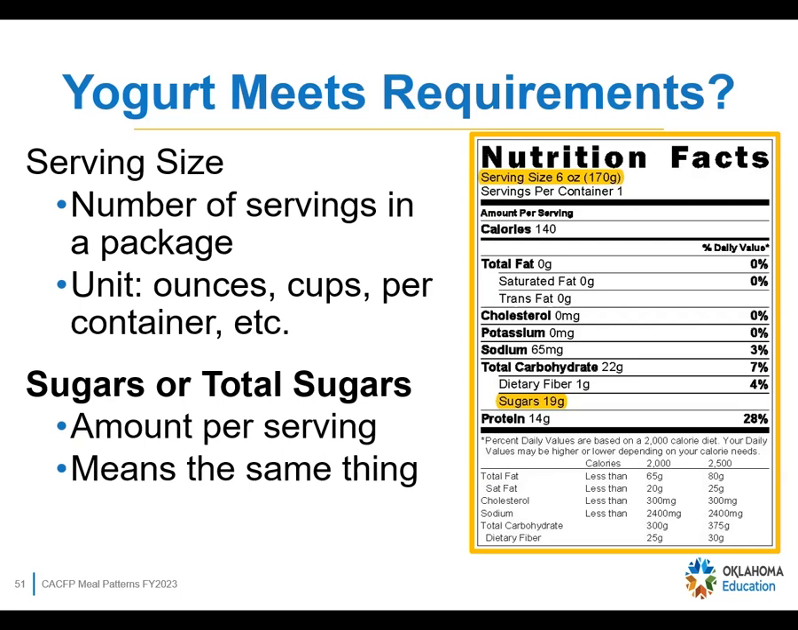So what you do is you take your nutrition facts label, and right here, it's a 6-ounce serving size. And then we go down to sugar and it says 19 grams. Your yogurt might have just sugar on there or total sugars. If it's total sugars, use total. If it just says sugar, use the sugar. So our 6-ounce yogurt has 19 grams of sugar in it.